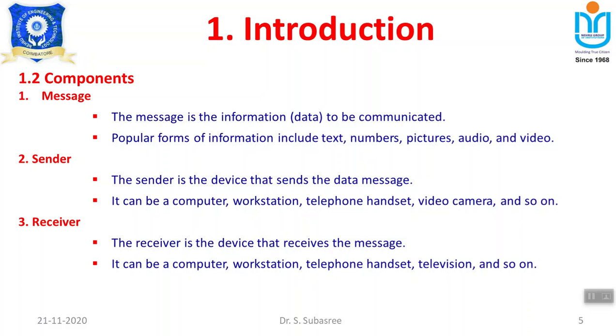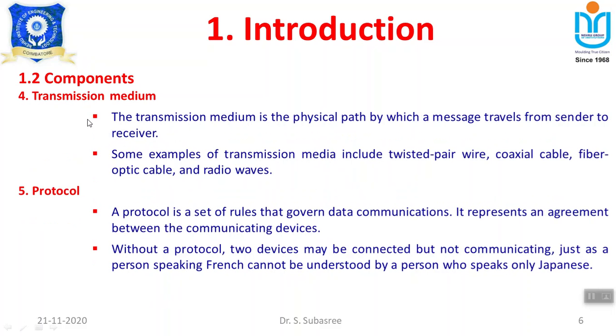The receiver is either a destination computer or workstation, or somebody you are calling, so the receiver also has a telephone, a television and so on. So the message is the first component, the sender is the second, the receiver is the third, and the fourth one is the transmission medium, the way in which you send data from source to destination. Whether it is a wired or wireless medium, generally it is classified into connection oriented and connectionless service.